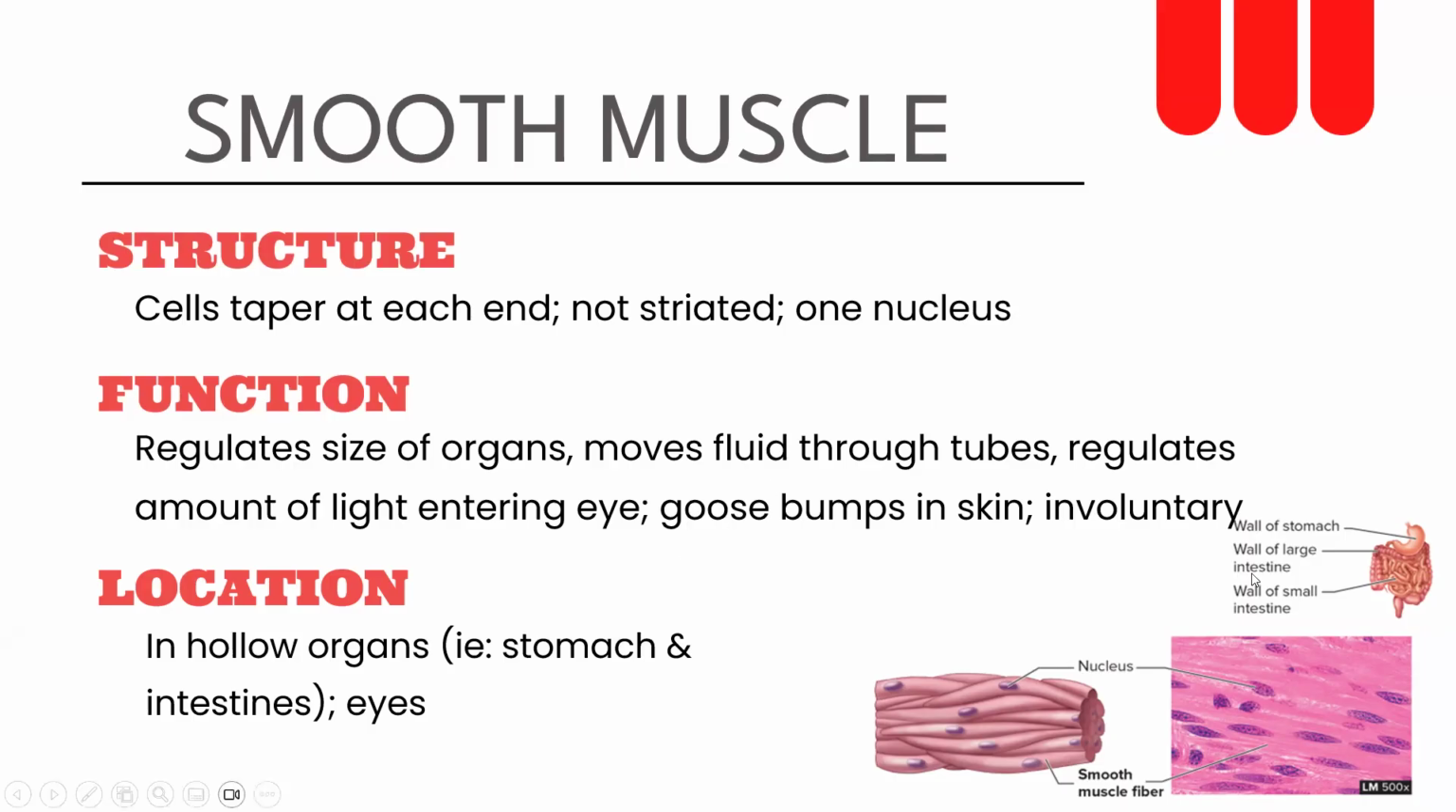And of course, all of these are involuntary. And one of the main things it does is move food through the digestive system. So that's one of the main locations we touch on here. So that's what's churning up the food in your stomach and then moving it through your intestines is smooth muscle. These cells are quite long and they kind of taper at each end. It's like a really long diamond, and they're only going to have one nucleus per muscle cell.